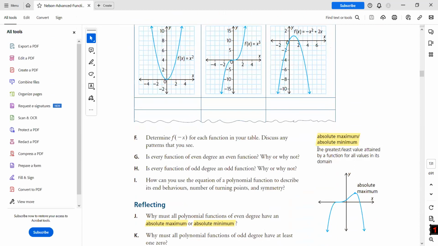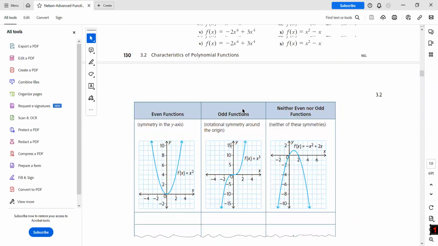Absolute maximum and absolute minimum, another important characteristics. The greatest or least value attained by a function for all values in its domain. Remember what I told you? It could be a local minimum or local maximum.